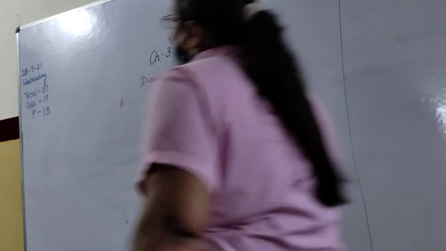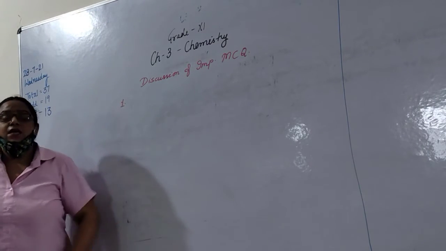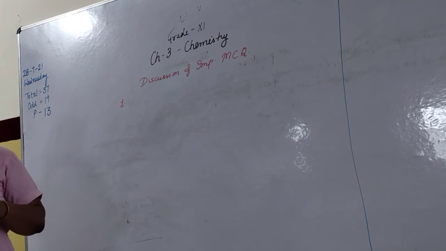Today we will discuss important multiple choice questions of Chapter 3, classification of elements and periodicity in properties. Fine. So my first question is: in a modern periodic table, the period indicates the value of.